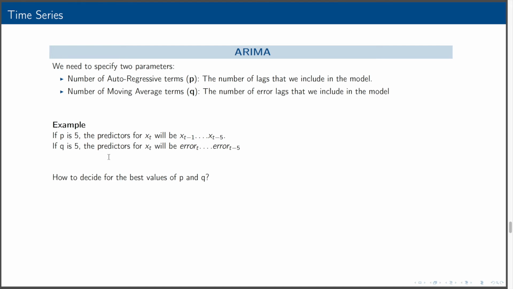For example, if P is 5, then we'll use the predictors from times minus 1, minus 2, minus 3, minus 4, minus 5. And if Q is 5, it can be different. Q and P do not have to be the same. Then the predictors for xt will be error t until error t minus 5. Okay? So how do we decide the best values of P and Q? That's the question. That's the last thing we have to learn.